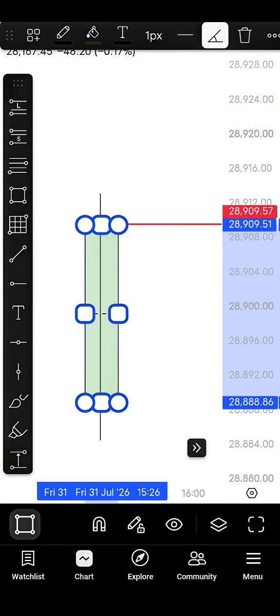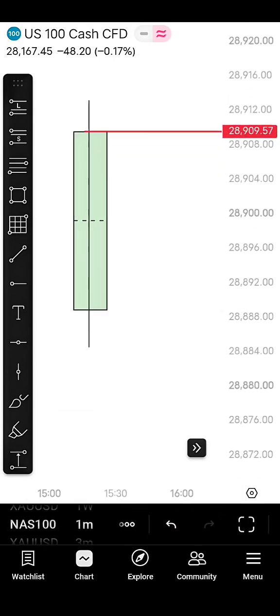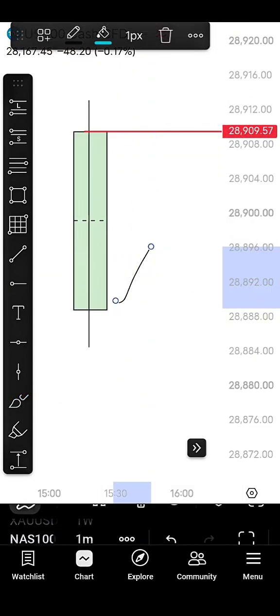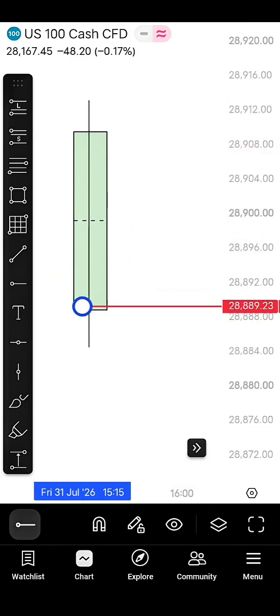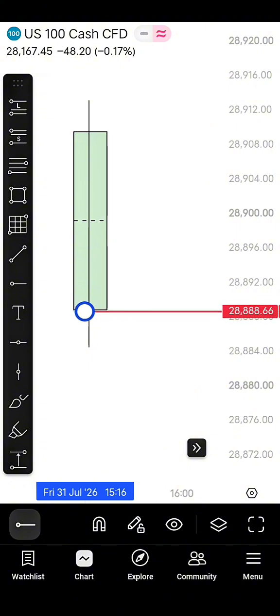What if, for example, it is a green candle? Then the candle started from here, the 10 a.m. candle. So where will my 10 a.m. key open be? My 10 a.m. key open will be from here.